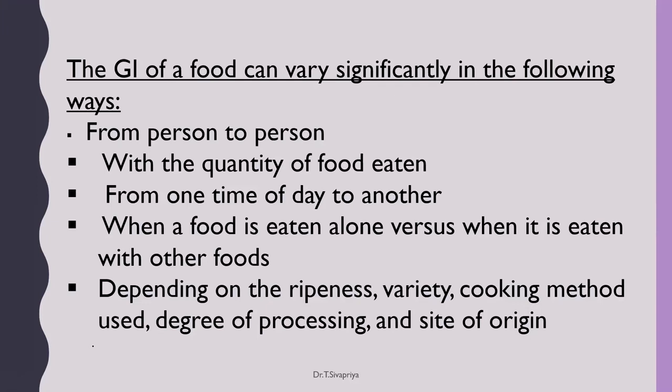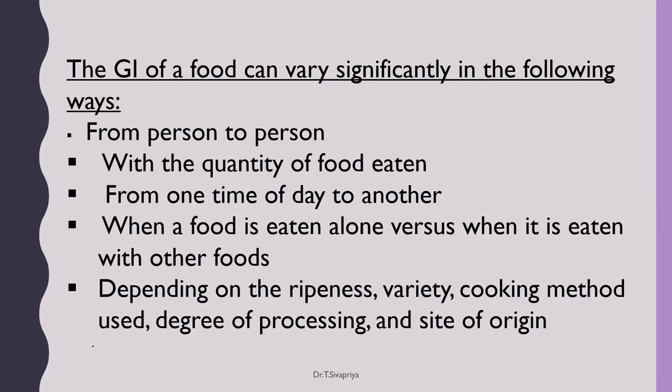For example, let us take cooking methods: frying, boiling, and baking. Here, the boiled food will have a high glycemic index. Then processing and ripeness of fruits and certain vegetables: when a fruit is ripened, and when it is extremely ripened, the GI will be more. Take for example a banana. When it is ripened, the GI will be very high, whereas when it is semi-ripened or raw, the GI will be very low.